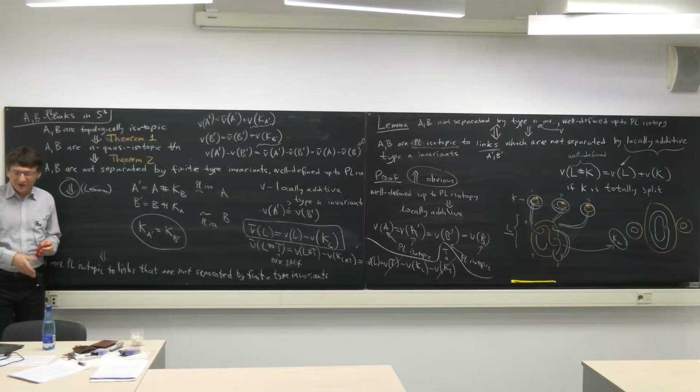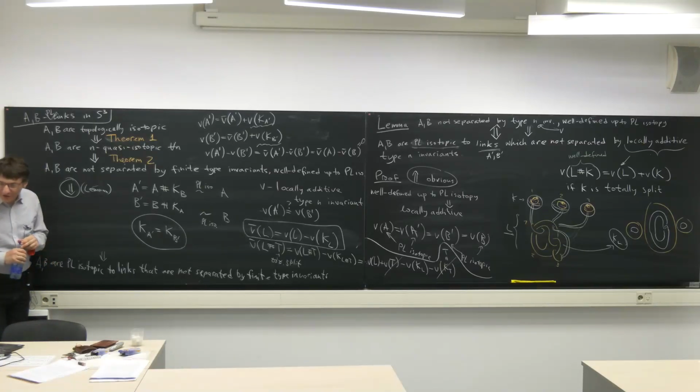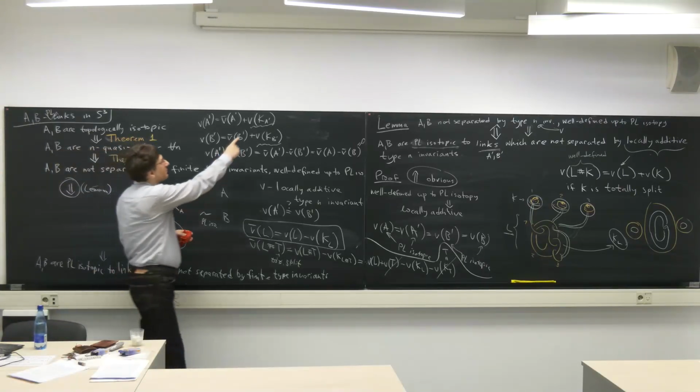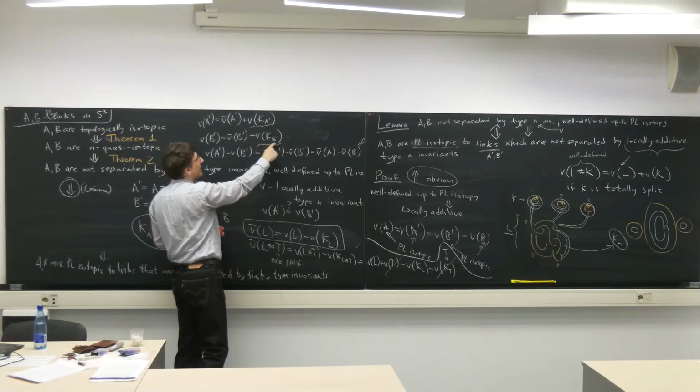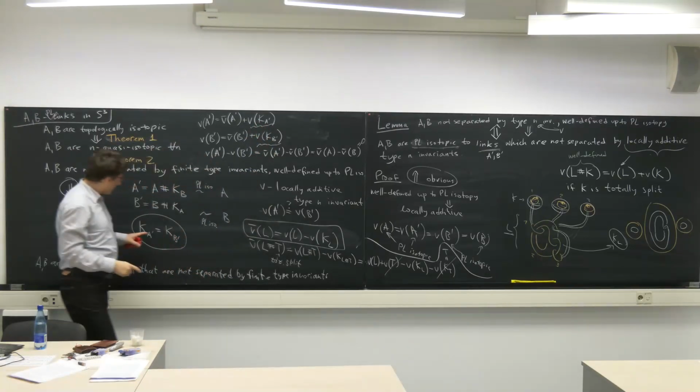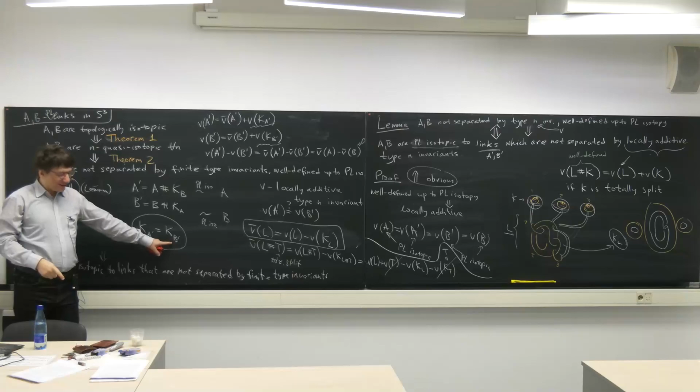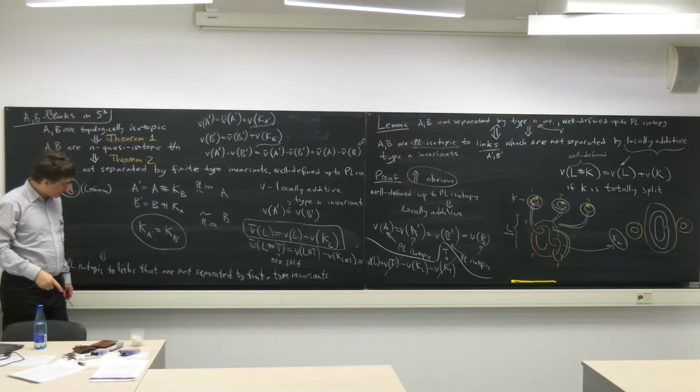Okay, any questions? Yeah, where did you get Ka equals Kb from? They are not equal, but this is Ka prime and Kb prime, and these are equal because Ka prime equals Kb prime. They are primes.